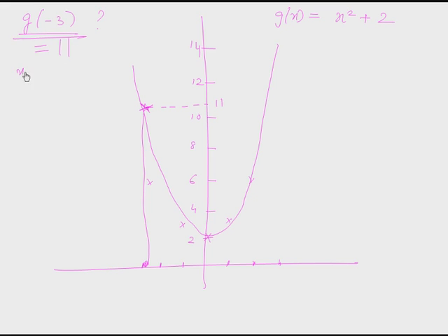So I know the x-coordinate is minus 3. They're asking what is the y-coordinate of the graph when the x-coordinate is minus 3. So I start at minus 3 and I head up to the graph. So that's the point with x-coordinate minus 3, and they're asking what's its y-coordinate. It turns out to be 11.